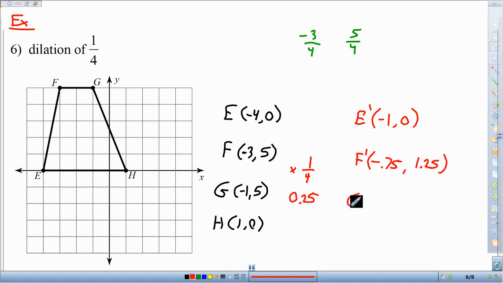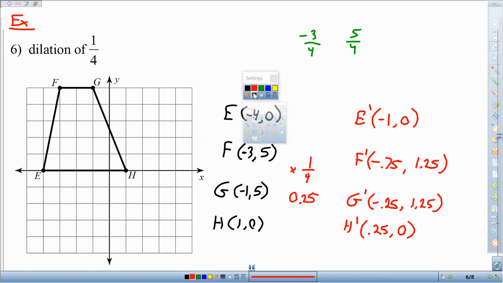Moving on to G prime. Okay, negative 1 times 1, negative 1. Negative 1 divided by 4 is negative 0.25. Okay, multiplying by 5, we did that before, right? So we know we're going to get a 1.25 here. And last one, H prime, multiplying by a positive 1. We know that's going to give us a positive 0.25. And 0 times anything is 0. Okay, so some weird decimals, but we got calculators, nothing crazy. But getting the graph correct is important. So let's break this down.